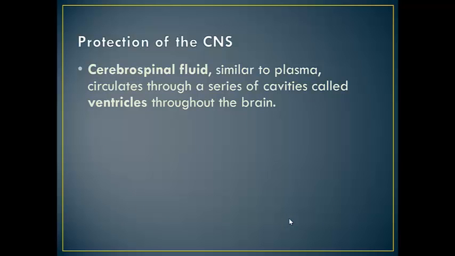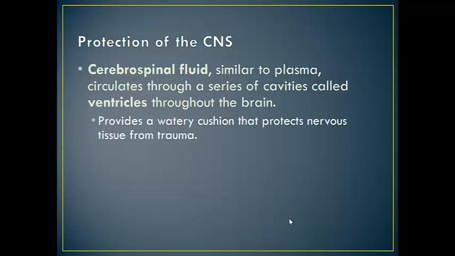Now, another helpful protective measure that the central nervous system has is something called cerebrospinal fluid. Cerebrospinal fluid is really similar to plasma, and it circulates throughout a series of cavities called ventricles. All these cavities throughout your brain are classified as ventricles, and this cerebrospinal fluid gets sent through these ventricles to help eliminate waste, as well as supply some nutrients. It is also used as a shock absorber because it's a watery, cushiony substance that protects the nervous system from any trauma in the event that you smack your head on something.